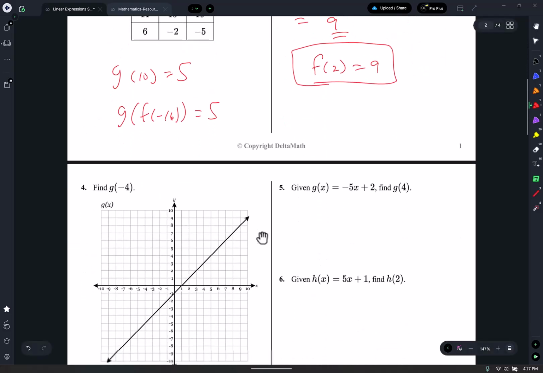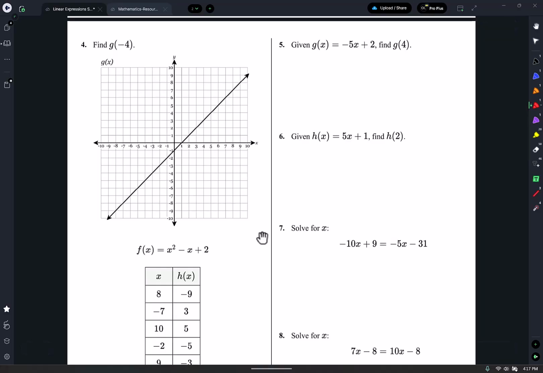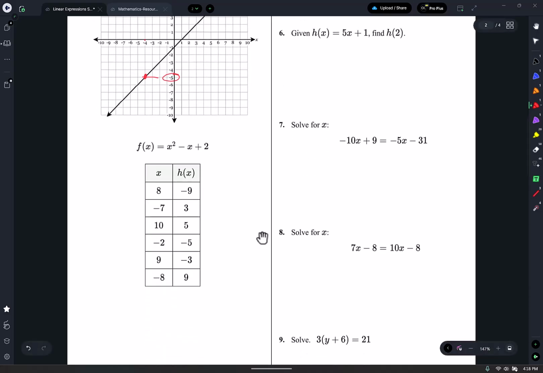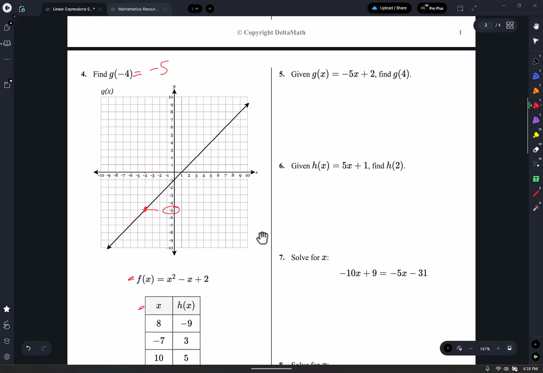Okay. Let's go to the next one. Turn the page. G of negative 4. So I'm going to go to the negative 4 on my x-axis, and I'm going to scroll down and see where that function is at. I'm looking at that value, and that value is negative 5. So g of negative 4 is nothing more than negative 5. Do you see how we're doing it? Not bad, right? What's up, Sandoval? Hit me. We're good? Okay. So notice we didn't have to use any of these two because this was the g one.